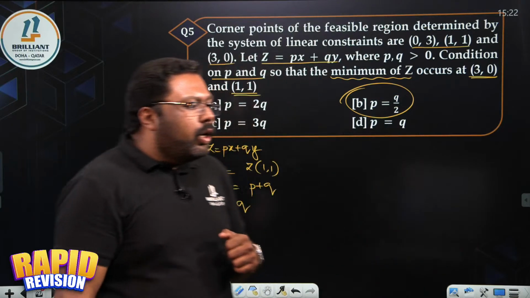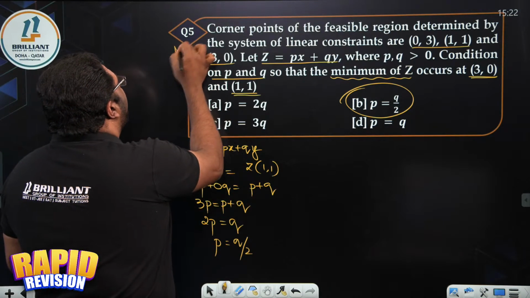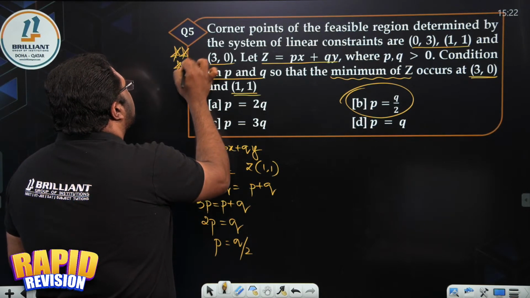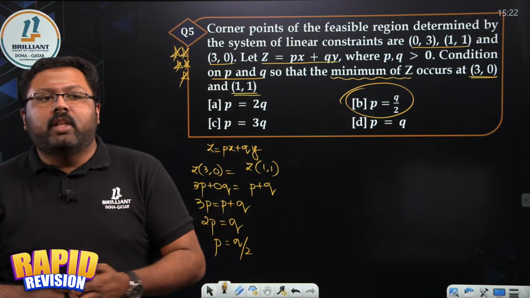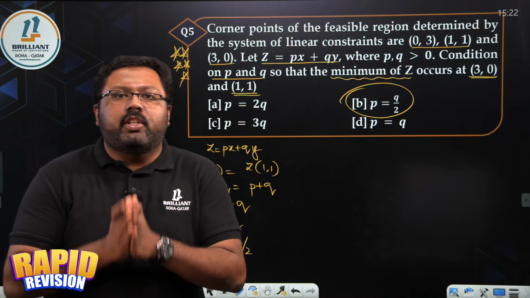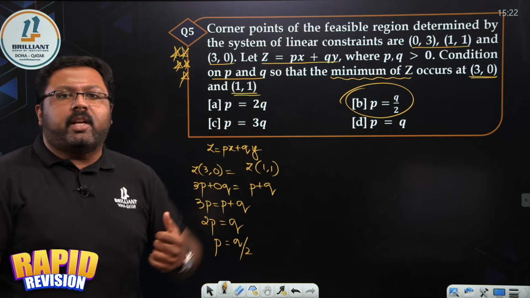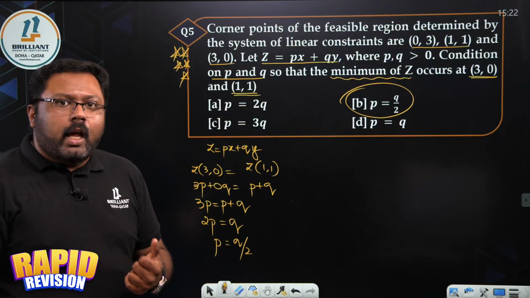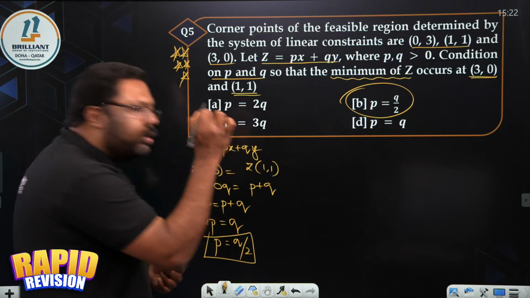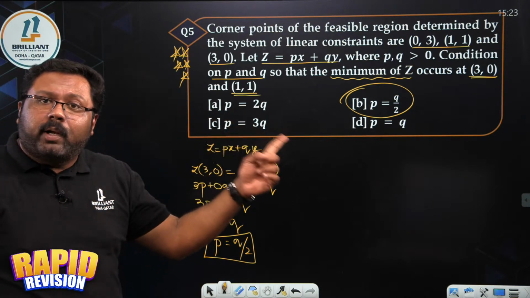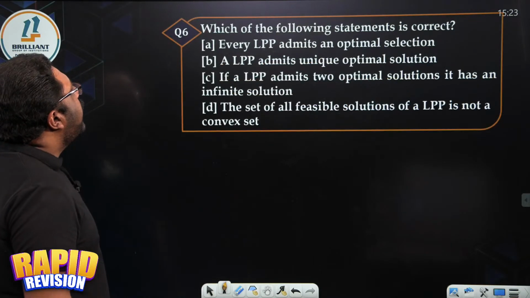Very good, all of you started giving the right answer. So this is a very important anticipated question where the objective function is equal at both the points. Just compare both the expressions by substituting x and y, and you can easily get the relationship between p and q. All clear? Very important question, my dear students. Next one.